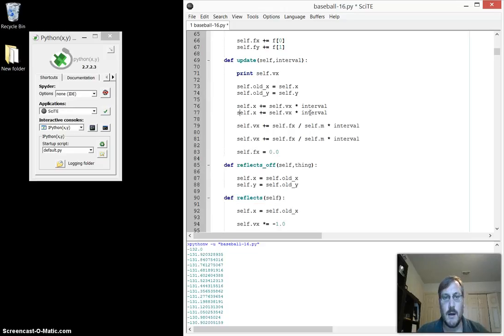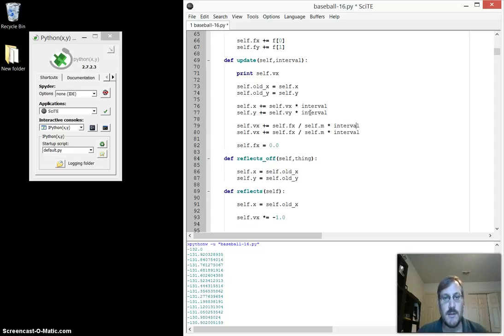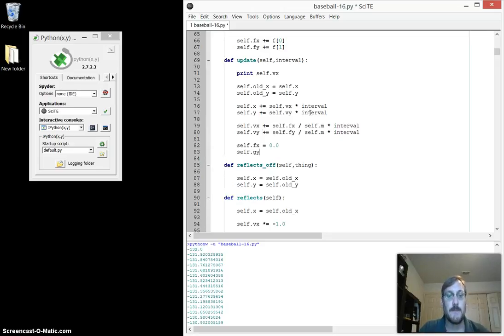So self.y is going to increment in the same way as self.x did. The y coordinate will increment in the same way, and forces will affect the y velocity in the same way that they affect the x velocity, and independently. And yes, we have to clear out the y force as well. Hopefully that'll be sufficient to get everything running. So now we have everything that we need for this guy.